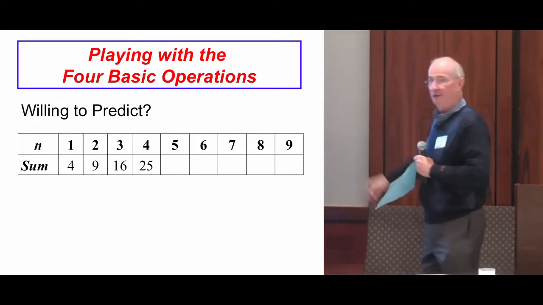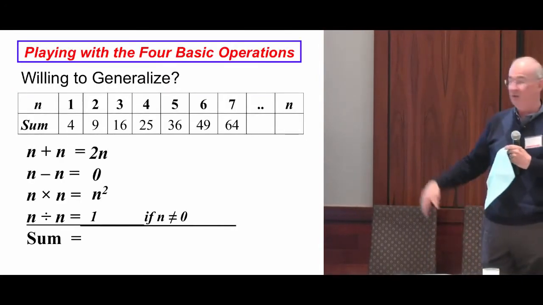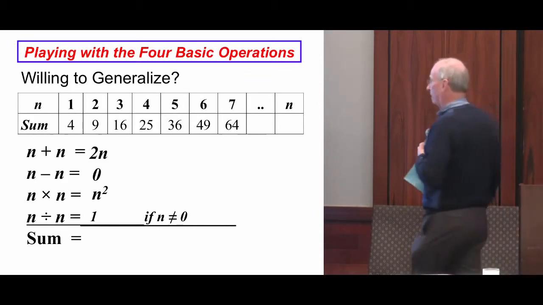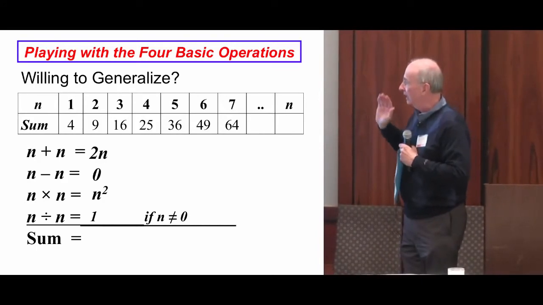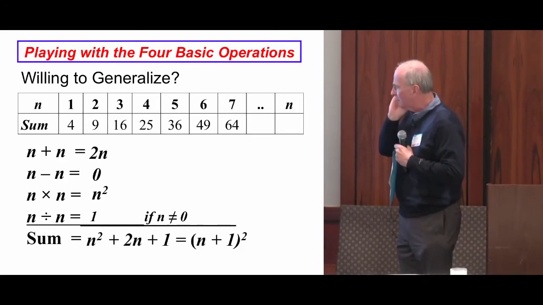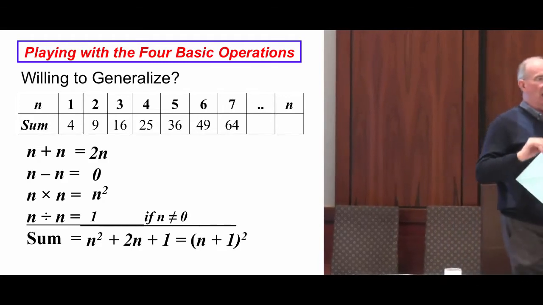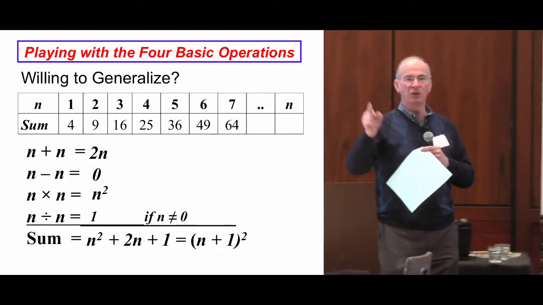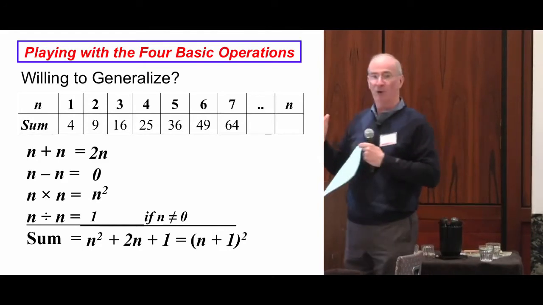Prove it. n plus n is 2n. n minus n is 0. n times n is n squared. n divided by n is 1 as long as n is not 0. Let us take the sum. What do you think the sum of those might be? n squared plus 2n plus 1 is the quantity n plus 1, squared. A simple classroom example. You're stealing it. I know it. Isn't that pretty?